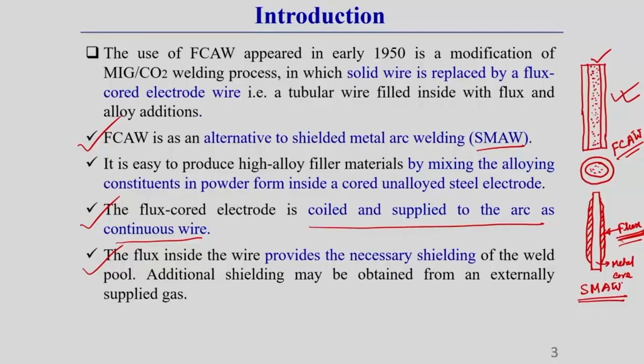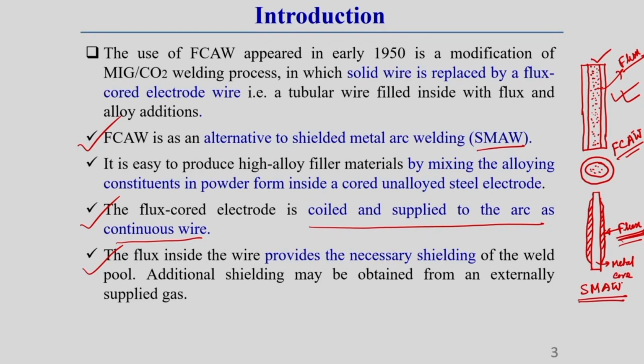Now, generally whatever shielding is provided is developed by the burning of the flux inside. Whatever flux constituents are used inside this core wire, they are burned and generate some gases. These gases are used as a protecting medium for the electrode as well as the weld pool from atmospheric contamination.